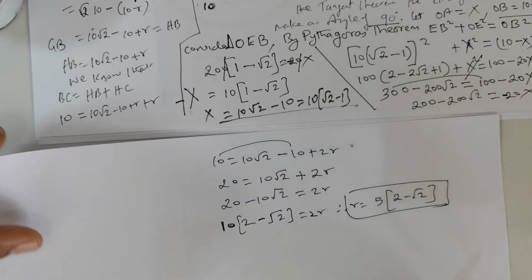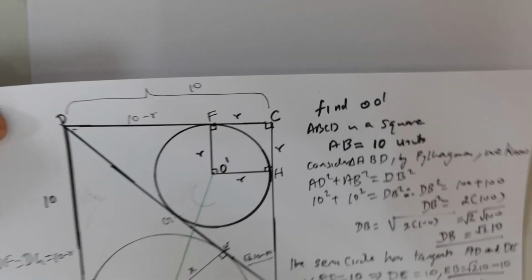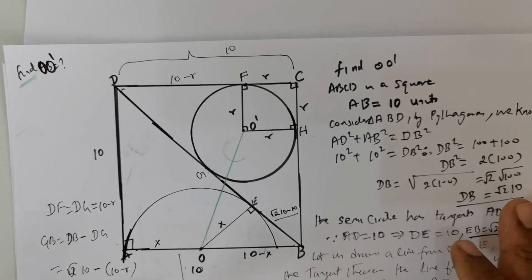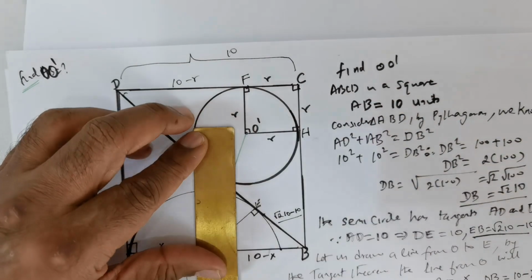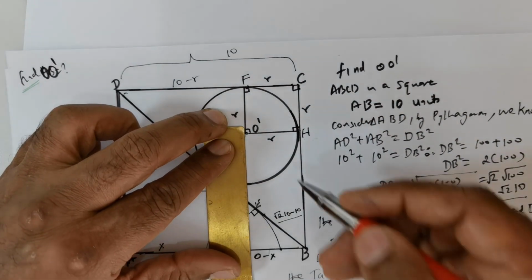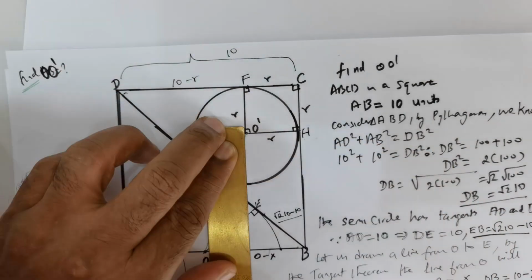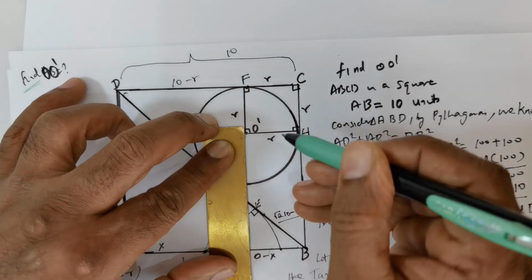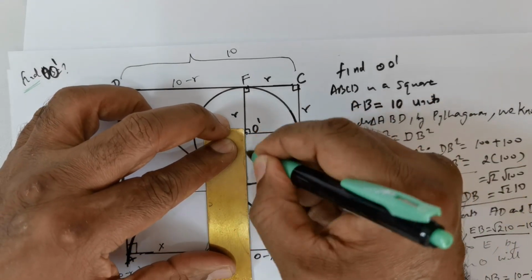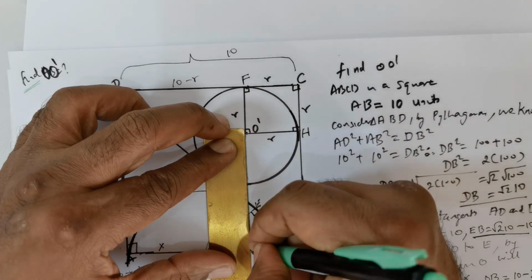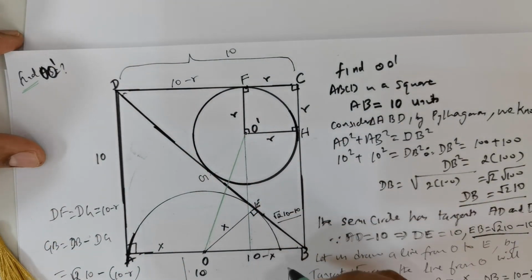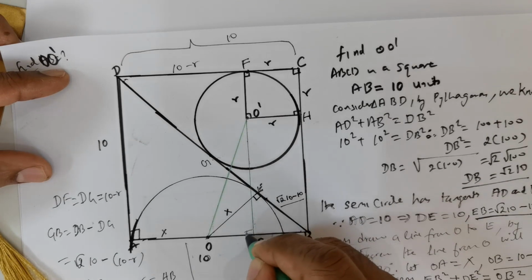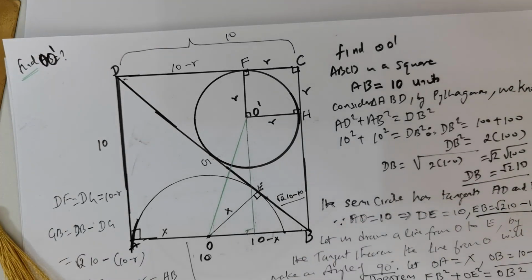Okay, fair enough. Now let's go back to the figure. Getting R is just one part of the problem, but we need to get this OO dash. Now what I wish to do is drop a perpendicular from O dash to AB. So let me drop that. This is a perpendicular dropped from O dash to AB, so this is going to be making an angle of 90 degrees.